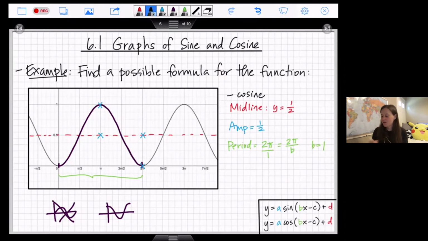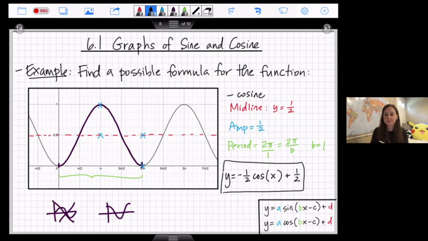So let's put that together in our formula. y equals, I need to have a 1/2 out front for the amplitude, but we said this was going to be a negative cosine shape. So I'm going to do a negative 1/2 cosine. b is 1, so 1x. Ignore the c for the horizontal shift, and then add on your midline, which we said was a positive 1/2.